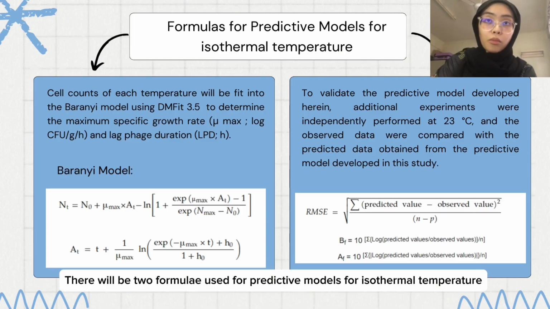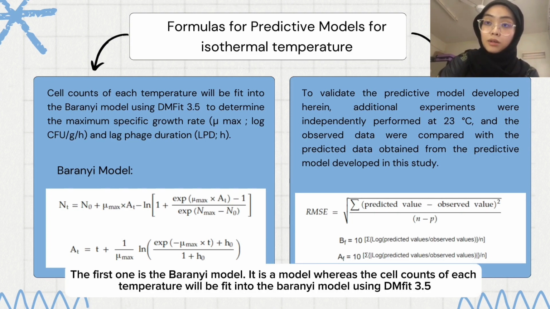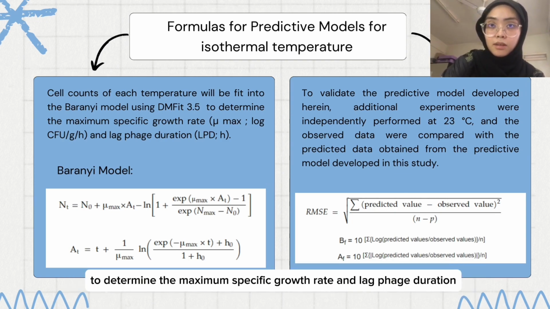There will be 2 formulas used for predictive models for isothermal temperature. The first one is the binary model. It is a model whereas the cell counts of each temperature will be fitted into the binary model using DMFit 3.5 to determine the maximum specific growth rate and the lag phase duration.